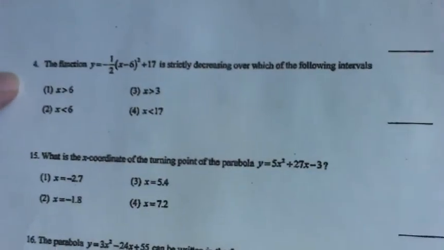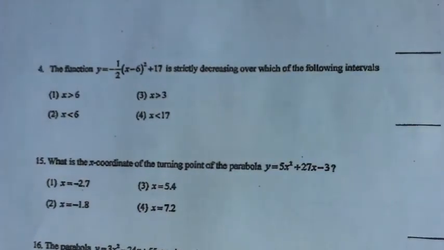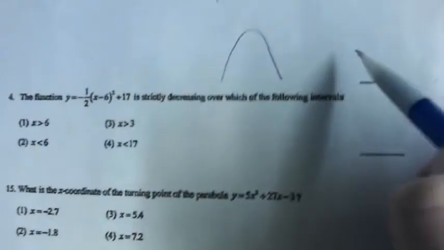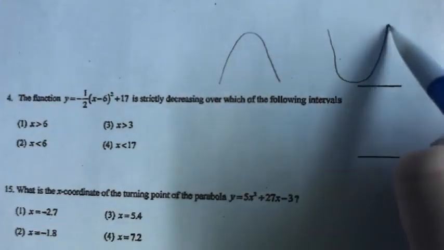Let's see. Jump to 4 on the back. You might read this and be like, well, how does this pertain? This is asking for the function is strictly decreasing over what interval? So here's the thing about parabolas. Prior to the vertex, they're doing one thing, increasing or decreasing. And then after the vertex, they're doing the opposite of what they were doing, right? You increase into a vertex and then you decrease, or you decrease into a vertex and then you increase, right?